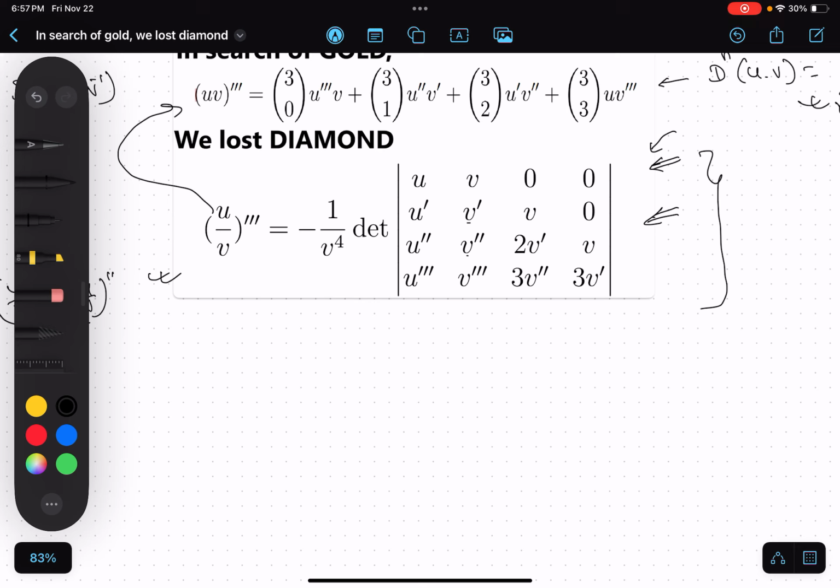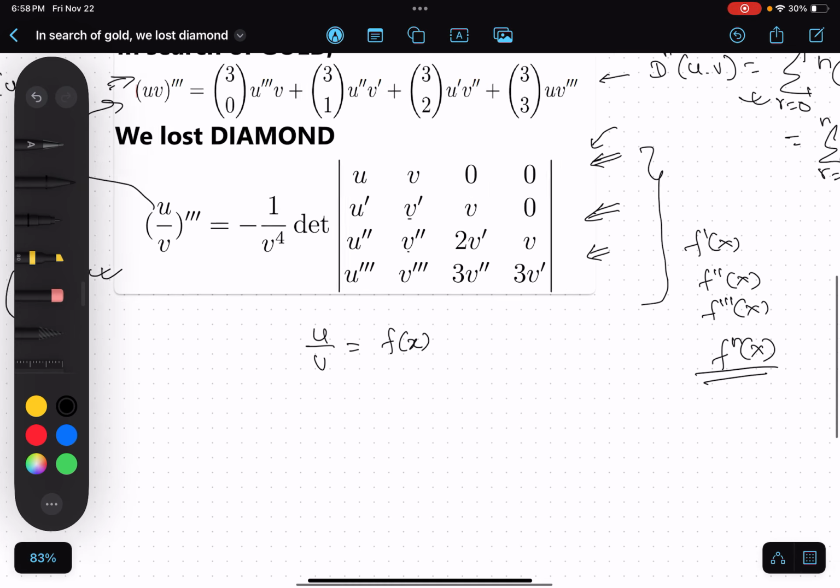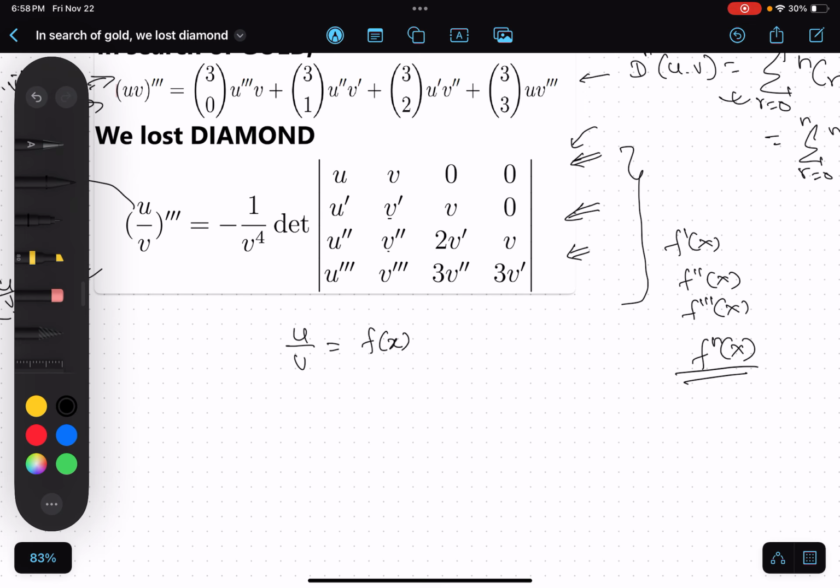Okay. So now how do we come up with this one? We don't really have any other things except this tool, right? So we will definitely make use of that. First of all, let's say this u by v is a function of x, right? And our goal is just to find the first derivative of f of x, second derivative, third derivative, and the nth derivative of f of x, right? Our goal is just to find the nth derivative of this function u by v, right?